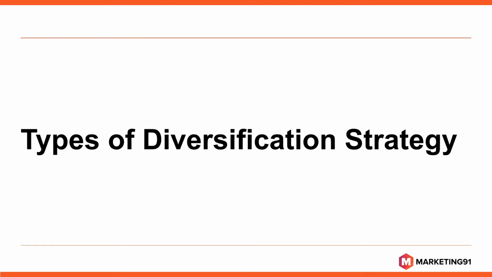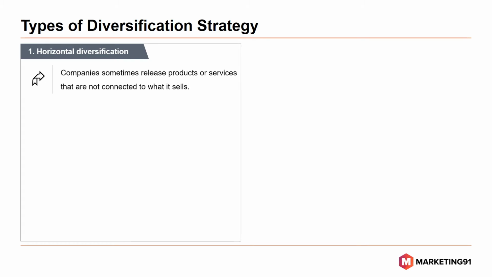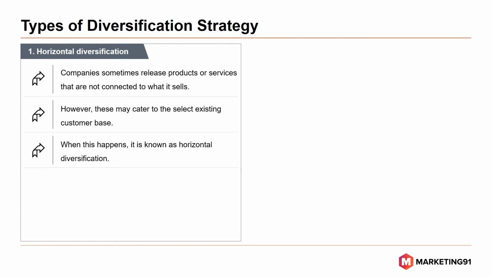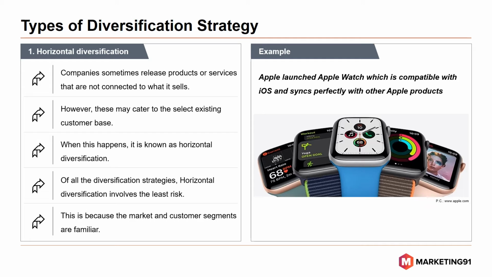Moving further, now let's look at the types of diversification strategies, with the first one being horizontal diversification. Companies sometimes release products or services that are not connected to what it sells. However, these may cater to the select existing customer base. When this happens, it is known as horizontal diversification. Of all the diversification strategies, horizontal diversification involves the least risk. This is because the market and the customer segments are familiar. Example, Apple launched the Apple Watch, which is compatible with iOS and syncs perfectly with other Apple products.